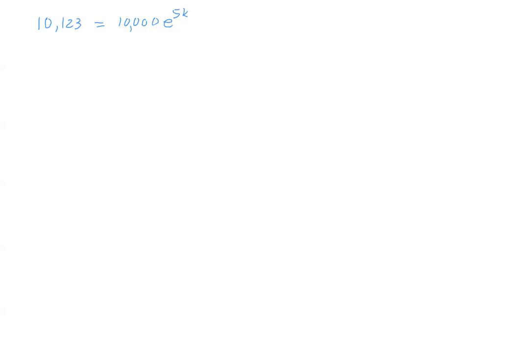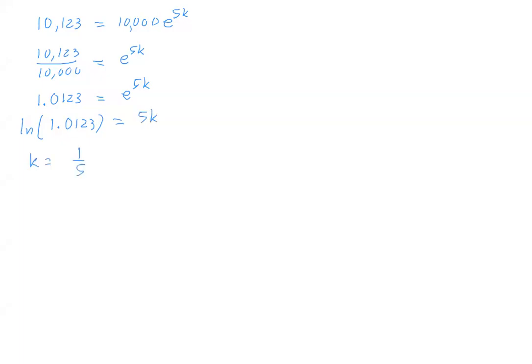If you take the logarithms of both sides, maybe you need to divide first by 10,000. I hope you can see how this works. So this gives you on the left 1.0123, and you have e to the 5k. Now you take the logarithms of both sides, and ln of e to the 5k is simply 5k. And eventually you have that k is equal to 1/5 ln of 1.0123.